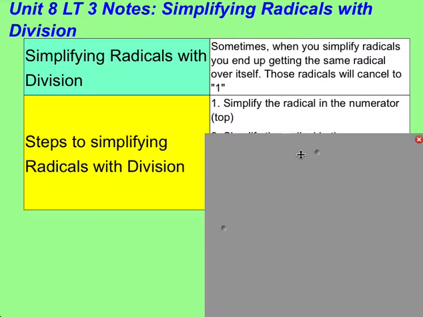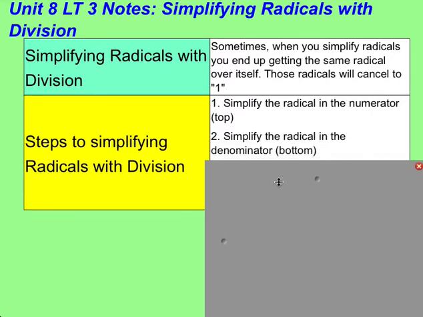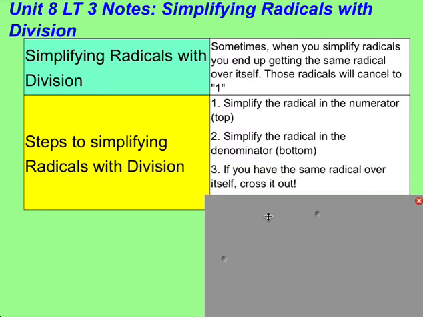The first step is to simplify the radical in the numerator. Then you're going to simplify the radical in the denominator, or on the bottom. Once you have both of those radicals simplified, using the note sheet we did yesterday, you're going to put that same radical over itself and cross it out.